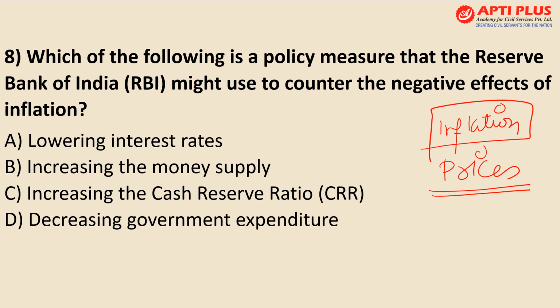A, lowering the interest rate. B, increasing the money supply. C, increasing the cash reserve ratio. D, decreasing the government expenditure. Your answer is C, increasing the cash reserve ratio.